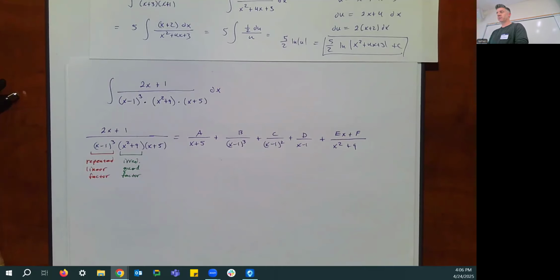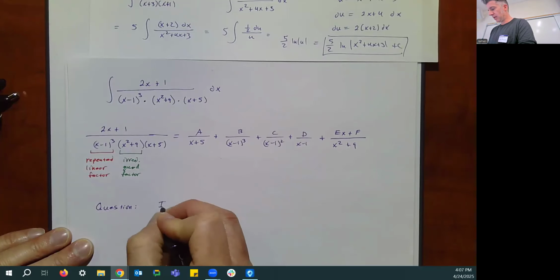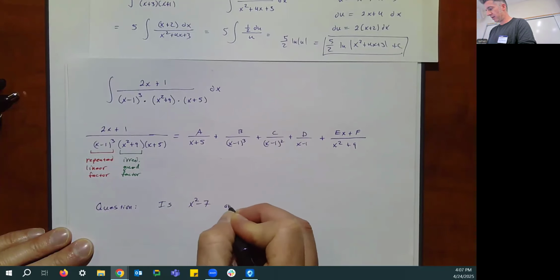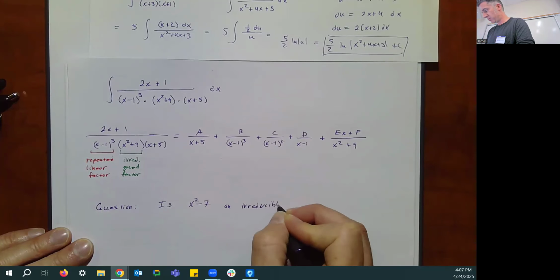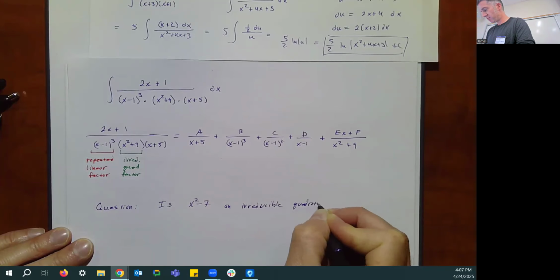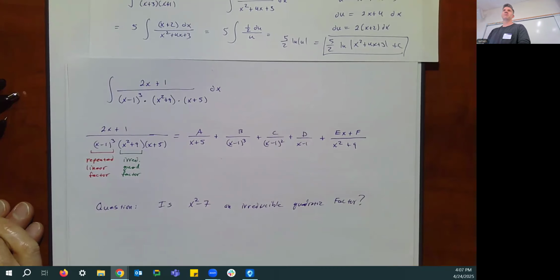Quick question. Is x squared minus 7 an irreducible quadratic factor? Can you factor that? Let me rephrase my question. Can you factor that over the reals? Meaning using any real numbers, not imaginary numbers, does this factor? And the answer is yes.